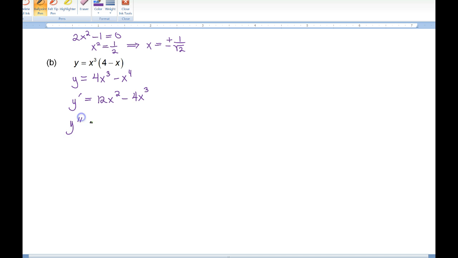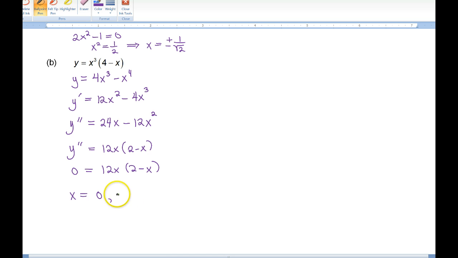Again, we're looking for the second derivative for concavity, so that's going to give us 24x minus 12x squared. I'm going to factor this, so I can take out a 12x, and I'm left with a 2 minus x. So setting this equal to 0, I get x equals 0 and x equals 2.